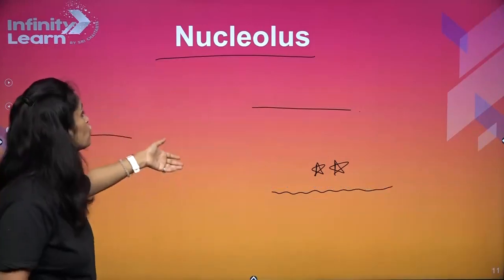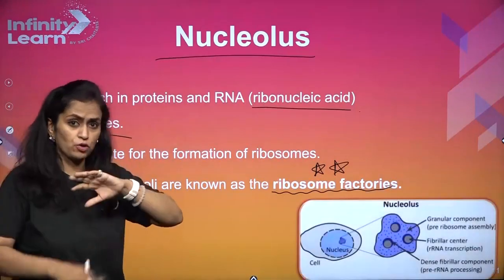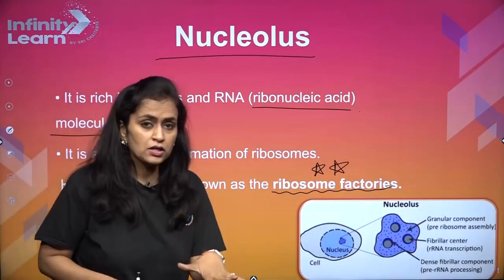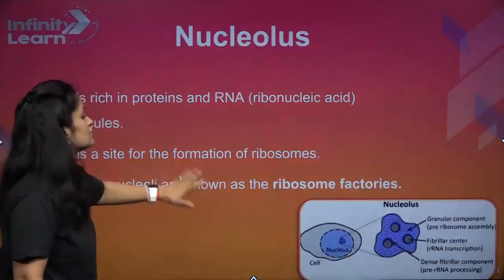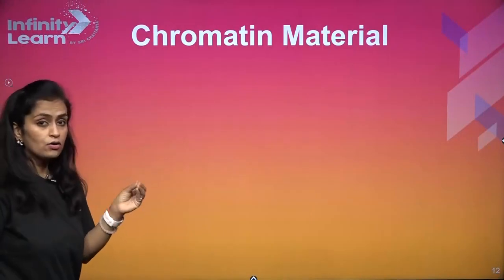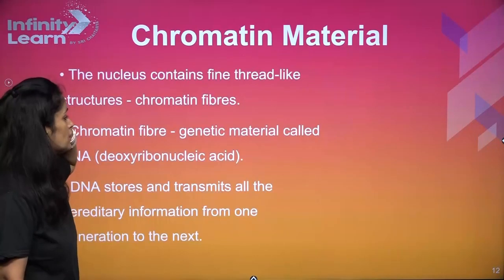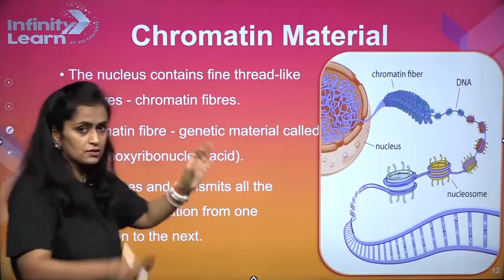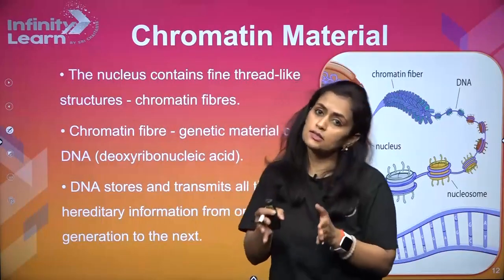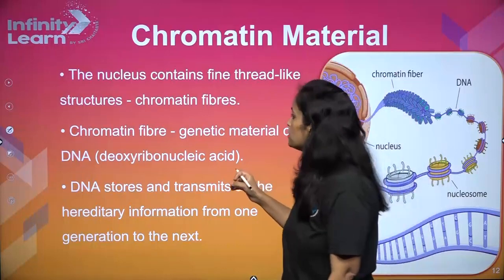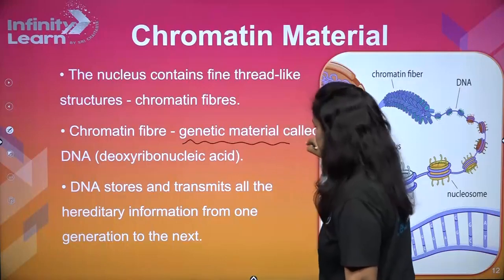So if we talk about nucleoplasm, what will you find in nucleoplasm? In nucleoplasm, I'm talking about the ground material. In ground material, you will find DNA, RNA, protein, everything, right? So that is nucleolus. Now, second material in the nucleoplasm, your chromatin material. Now, chromatin material is that thread-like structure I told you. Now, if we go deeper into it, what is it?